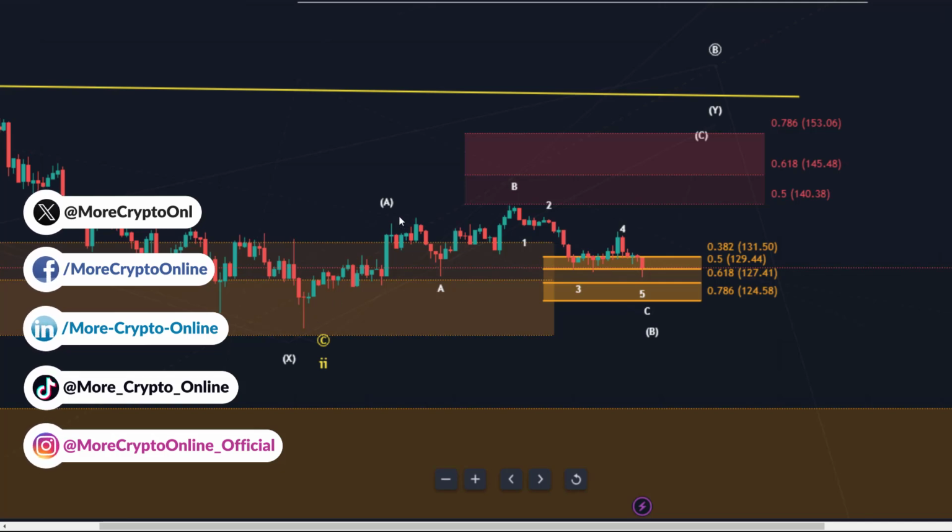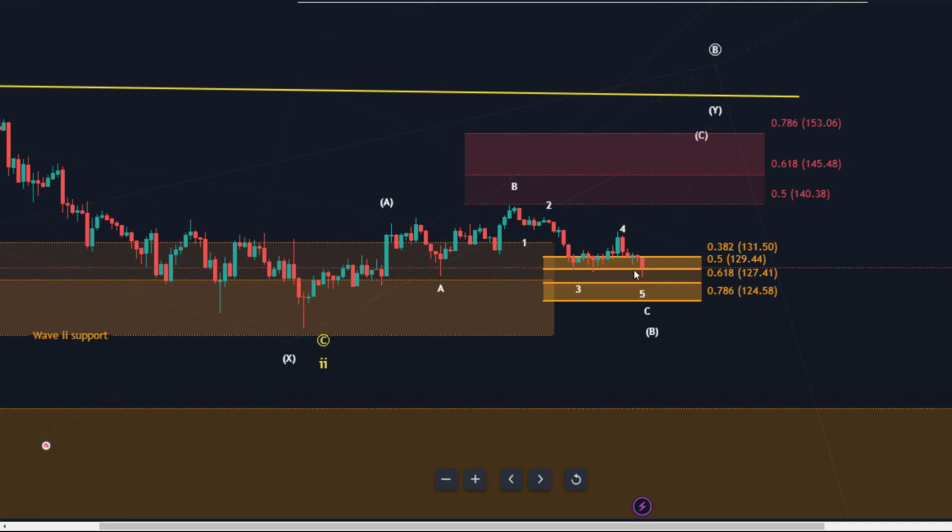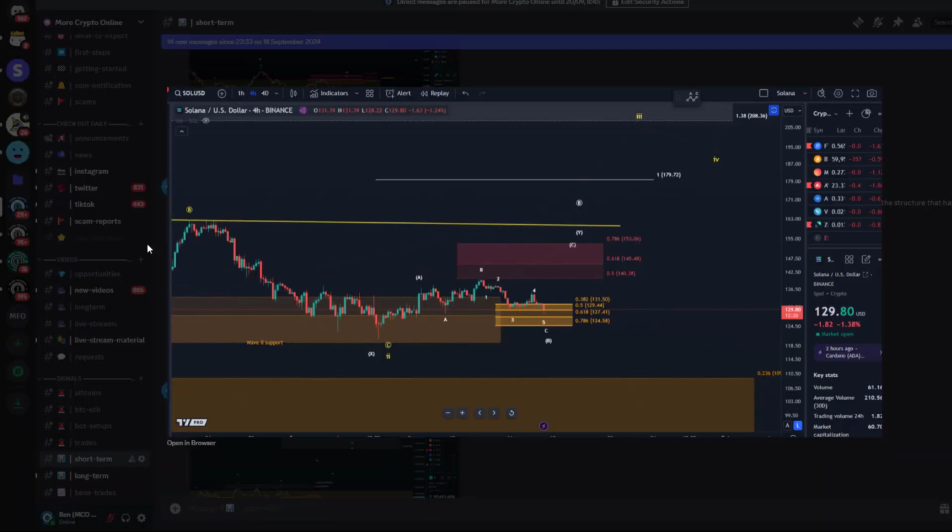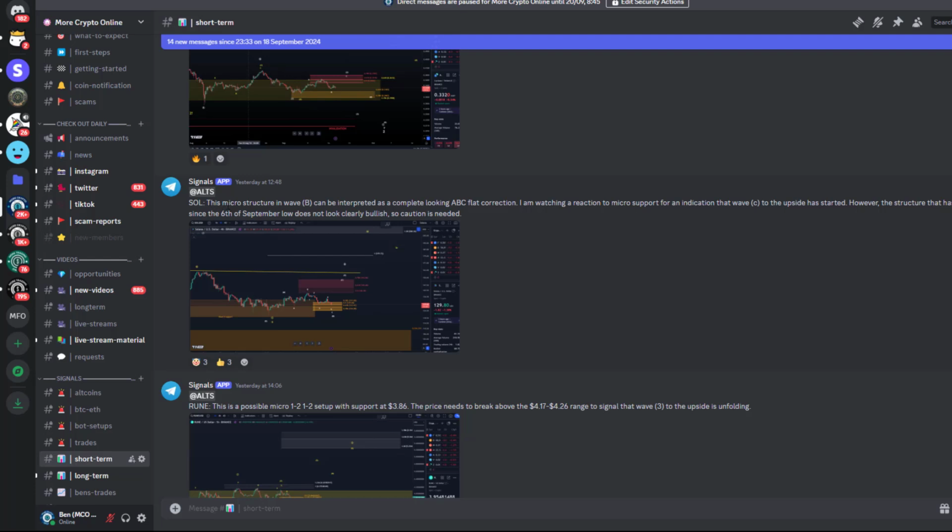We had an A wave to the upside from this September low, a B wave pullback, which was an ABC flat correction. And then from here, we were watching for a C wave rally to the upside into resistance for the next decision point. Resistance is between $140.38 and $153. My commentary was that this microstructure in wave B can be interpreted as a complete-looking ABC flat correction. I'm watching for a reaction to micro support for an indication that wave C to the upside has started.